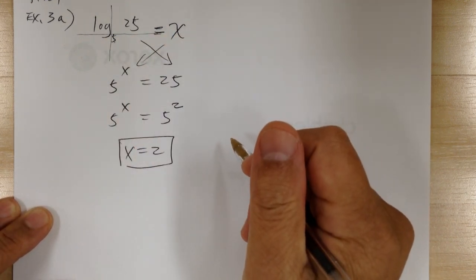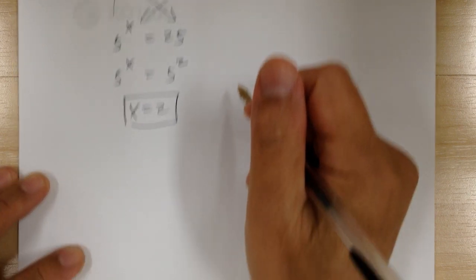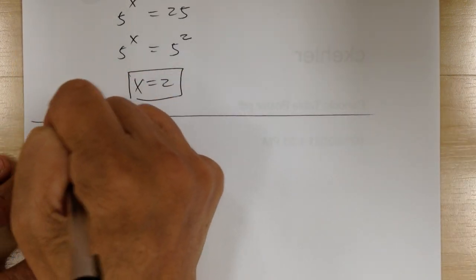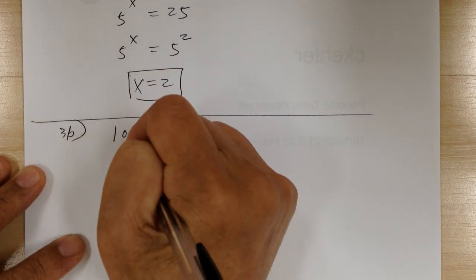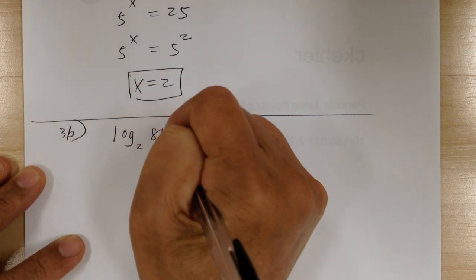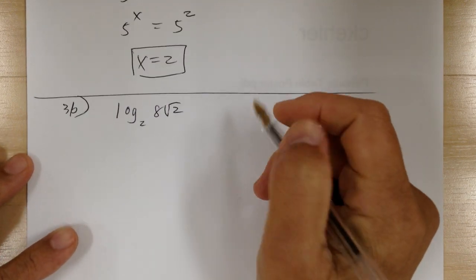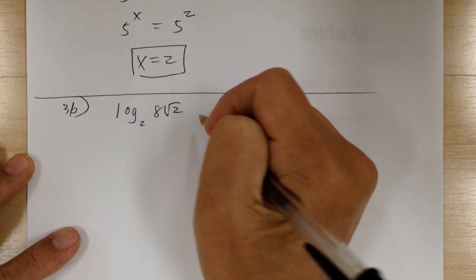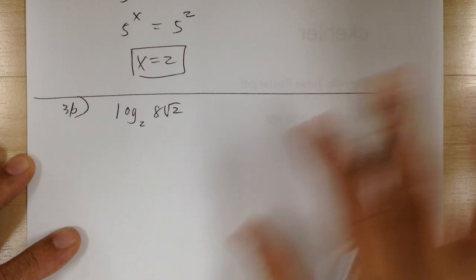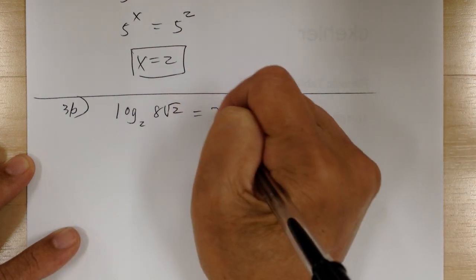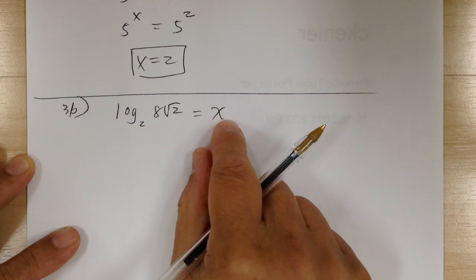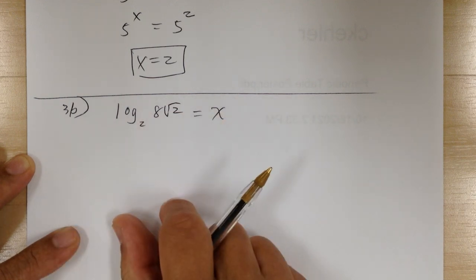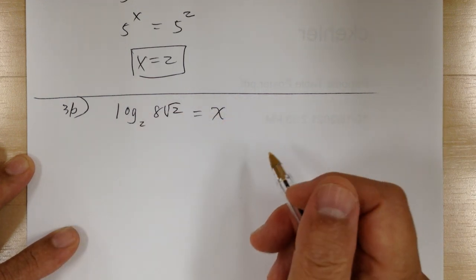Okay, let's go to 3b. You have log base 2 of 8 times square root of 2. Again, the reason you set it to x is so that when you move things around, you don't lose track of what you're doing. Once you find x, that's your answer. By setting it equal to x, you can move things all over the place without losing track of what you're trying to do.